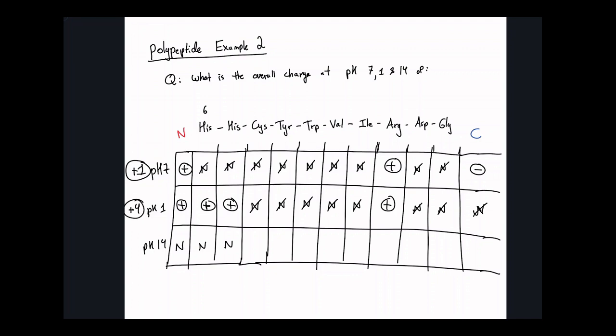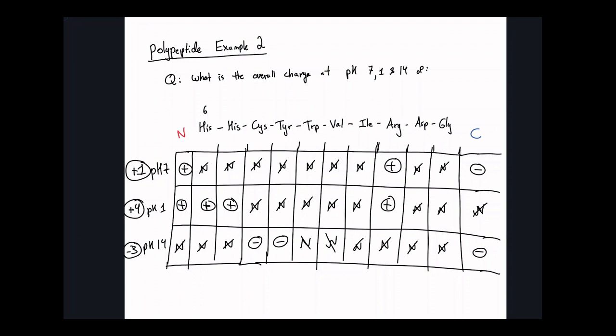And for a pH of 14, again, we have neutral, neutral, neutral. So all the hydrogens are now taken away. The A form dominates. That makes cysteine negative. That makes tyrosine negative. That doesn't touch tryptophan or valine or isoleucine. Arginine now becomes neutral. Aspartate not affected. Glycine not affected. C-terminal remains negative. With this in mind, our overall charge is now -3.